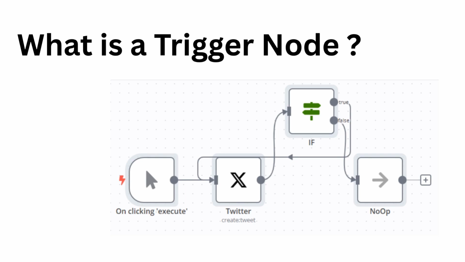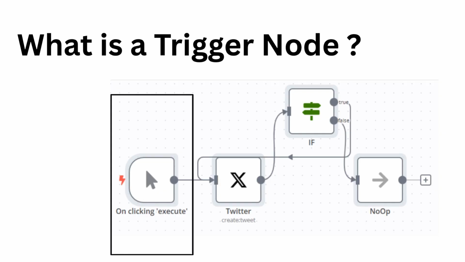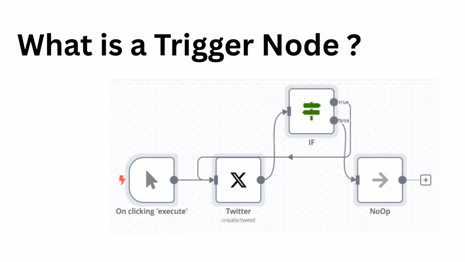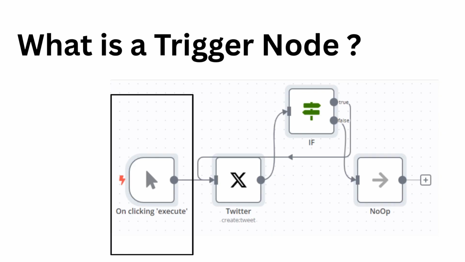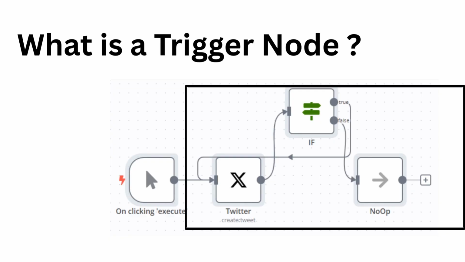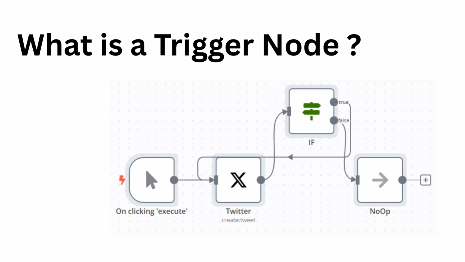node of our workflow. Now, what is a trigger node? A trigger node is something that starts our workflow execution. This is basically the starting point of any automation workflow. For easier understanding, we can say it this way: on this particular trigger, all the actions specified in our flow will be executed.